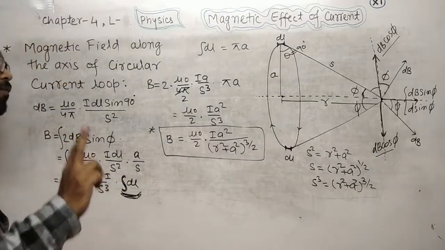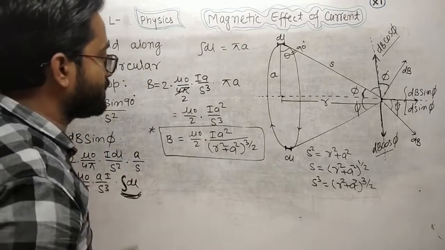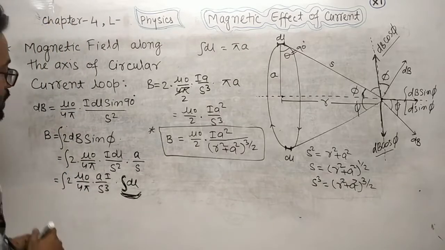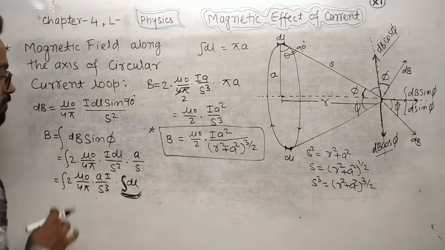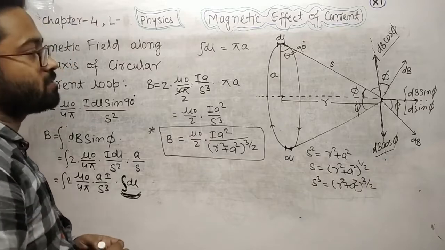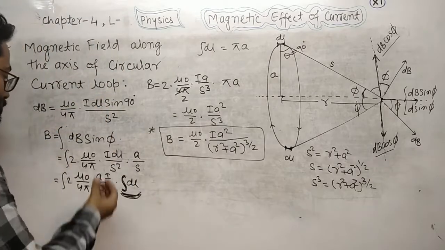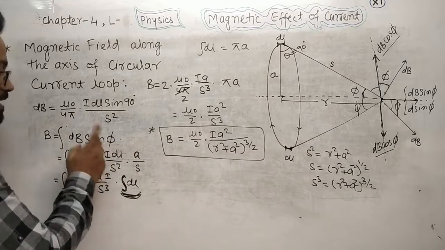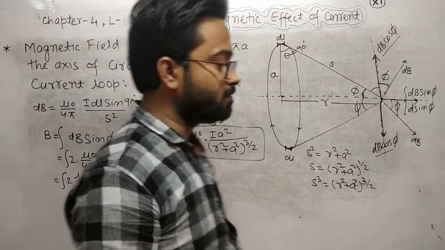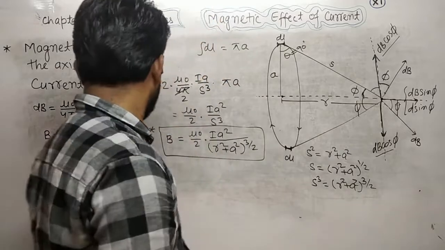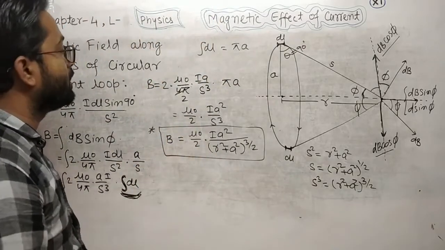Both methods are correct, you can use either, but you should use only dB sin phi, because this method is given in all the books. You can use 2 dB sin phi. This is also a correct method, but I will not suggest you use that formula.